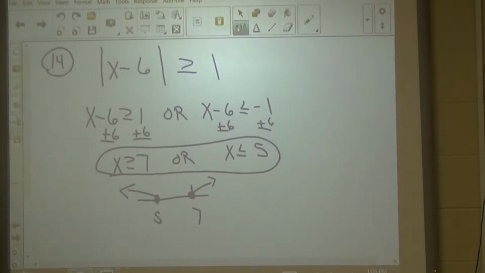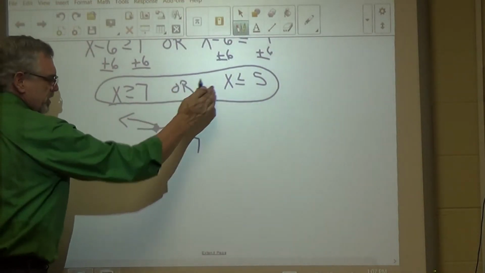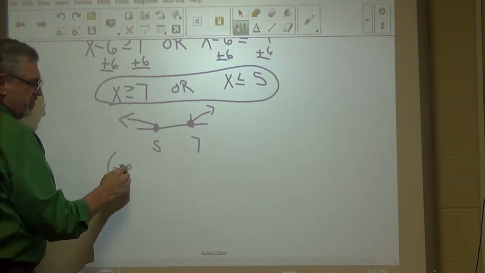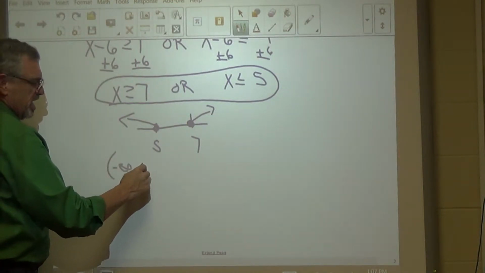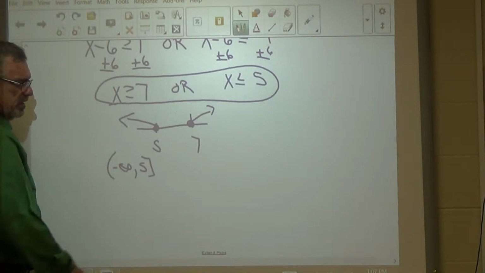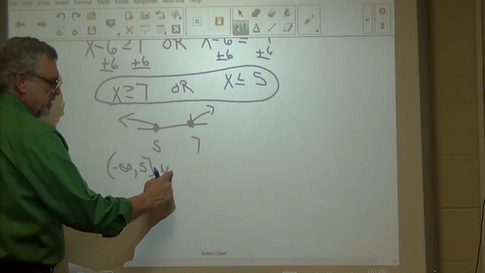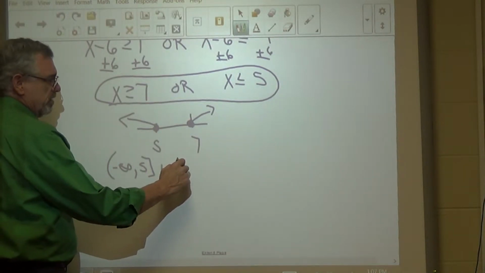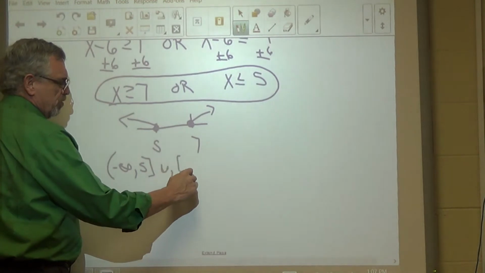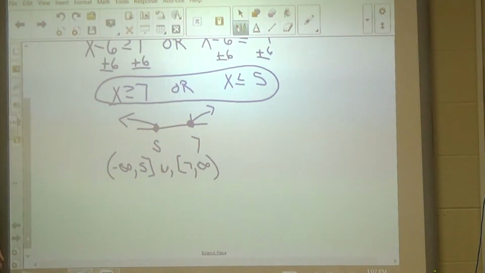So you don't put that in brackets? Does it say interval notation on this one? Yeah. It does, doesn't it? Good pickup, Mikey. Okay, to get this one, it'd be negative infinity, comma 5, bracket. And this is a union statement because OR is everything. But it would be bracket 7, comma, infinity, parentheses.